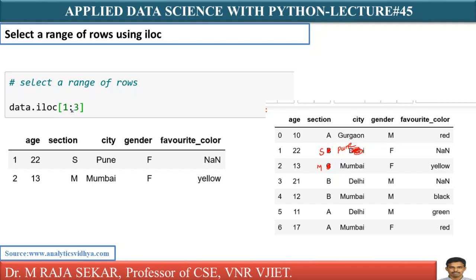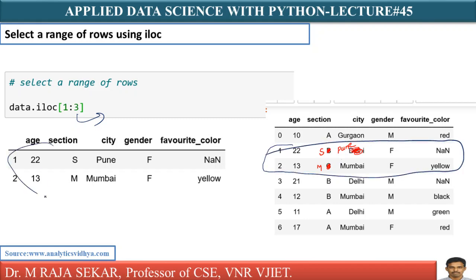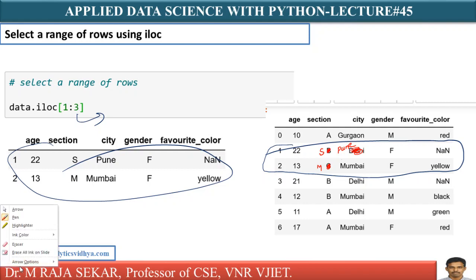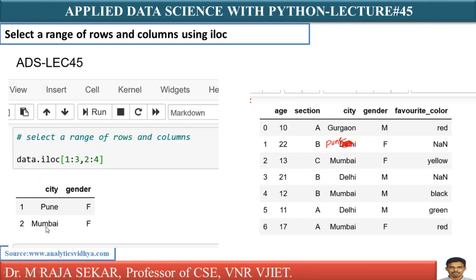iloc 1 colon 3 means stop minus 1. iloc means integer based, isn't it? Therefore, this is 1. 3 minus 1, 2. You will get till this stage. This is 1, 2. Stop minus 1. In the case of iloc, you will get stop minus 1.